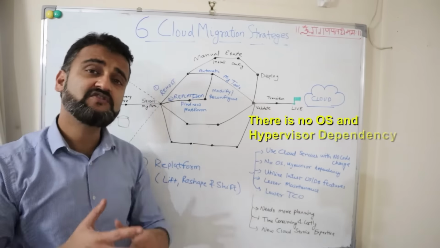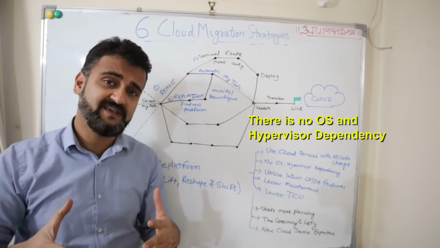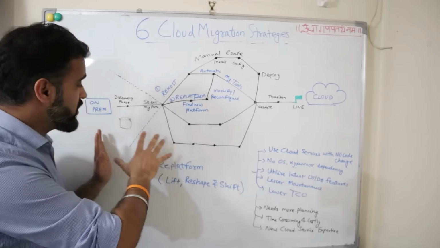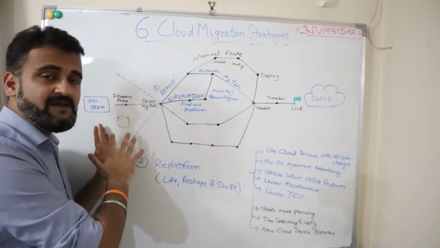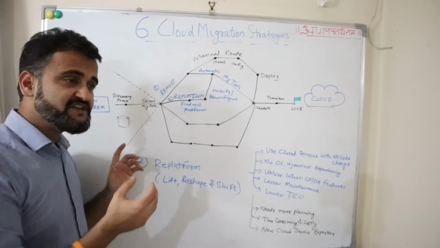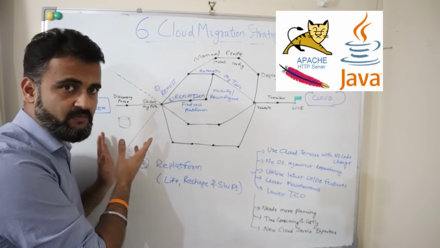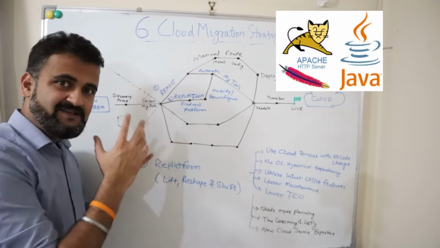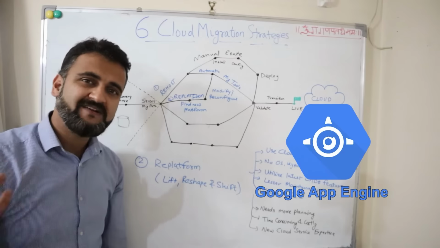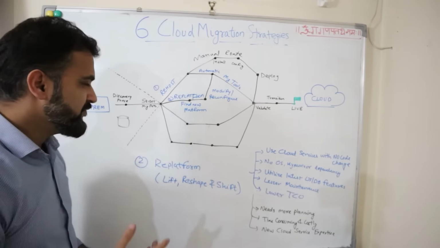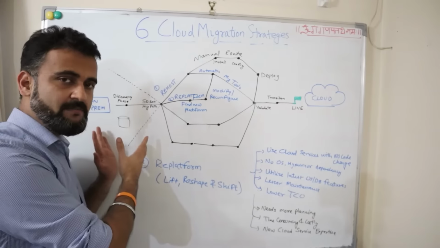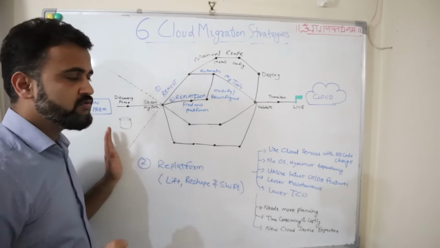And the second is there is no OS and hypervisor dependency. You're not taking the physical infrastructure with you on the cloud. You're just taking your DB, you're just taking your application. For example, if you have a Java application deployed on your Tomcat environment, you just have to take the code and then deploy it in something like Google App Engine, which is a platform as a service offering. So with slight modifications, you could take whatever is there in your environment and re-platform it onto the cloud.